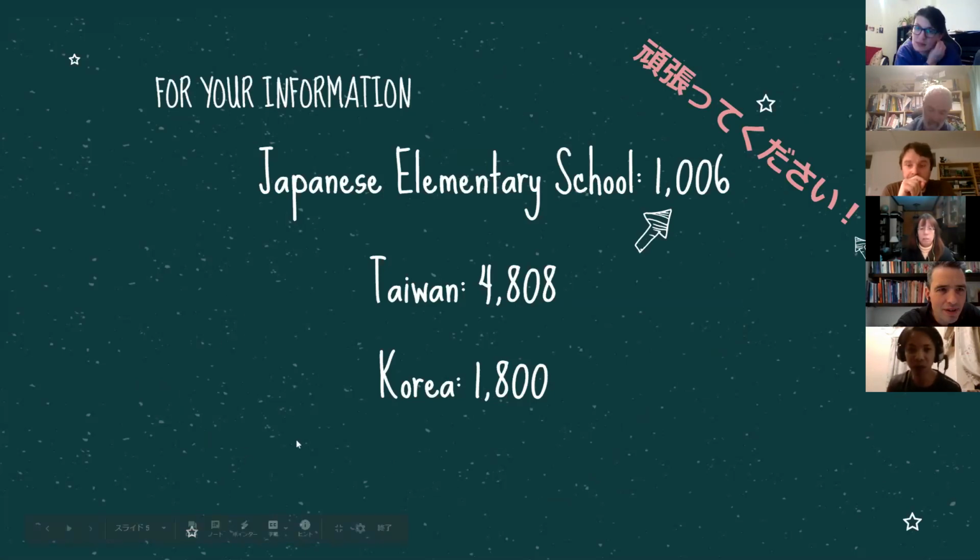And for your reference, a Taiwanese person knows 4,800 Chinese characters. Like Wayne knows more than 4,800 kanji. And the Korean school teaches about 1,800 hanja. I was told by my Korean friend that in Korea you should know some kanji to be able to read a Korean newspaper.